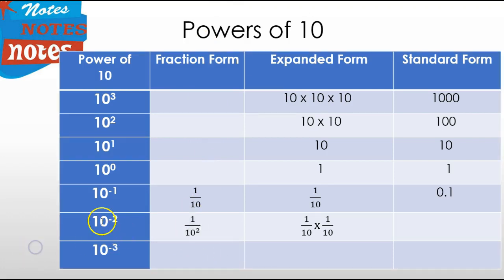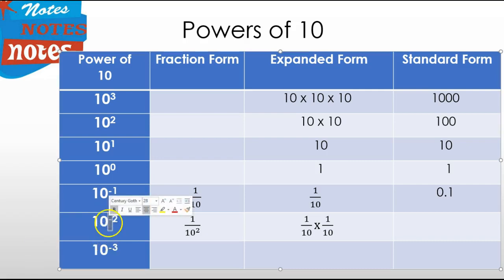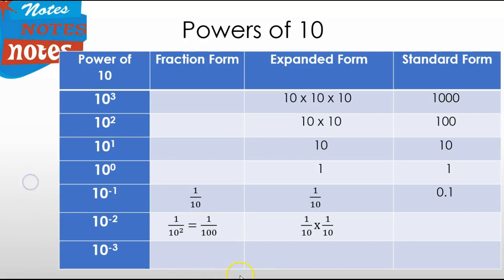So I just took away that negative and I turned it into a fraction, which this is also equal to 1 over 100. So 1 over 10 to the second would be the same thing as 1 over 100. And the standard form would be 0.01. Now I move the decimal 2 places. 1, 2.